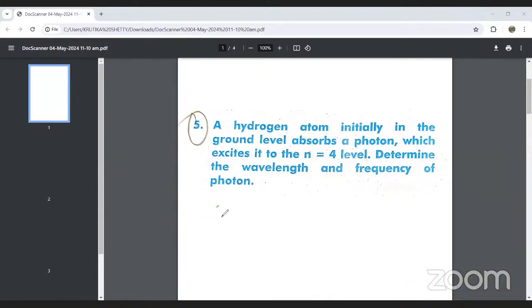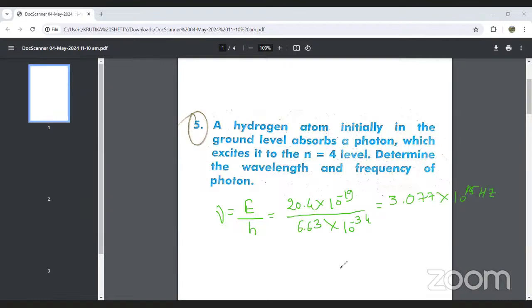That is frequency calculation. So frequency is equal to, the formula is what? It is E divided by h. E is equal to what? It is 20.4 into 10 raised to minus 19 divided by the h value, 6.63 into 10 raised to minus 34, which is equal to 3.077 into 10 raised to plus 15 hertz. This is the frequency value.